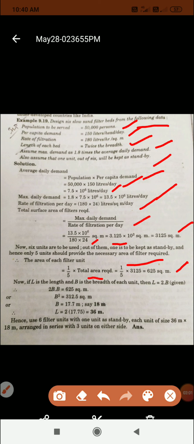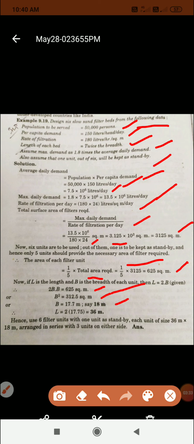Now, if L is the length and B is the breadth of each unit, then L is equal to 2B. It is given in the question. Substitute the value of L as 2B. So 2B into B is equal to area, that is 625 square meter. So 2B square is equal to 625, B square is equal to 312.5 square meter. Therefore, B is equal to 17.7 meters, say 18 meter.